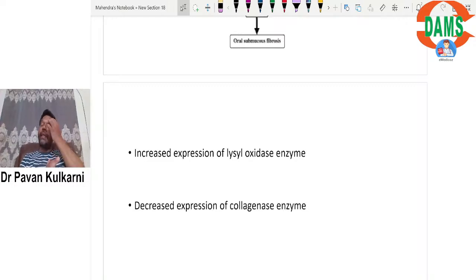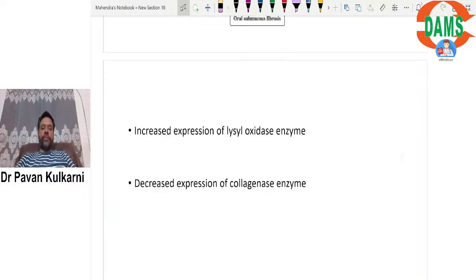What this means is that collagen breakdown basically doesn't take place. Only collagen production is happening. There is no breakdown at all. So because of this, we will not see the breakdown of the collagen, only the deposition of the collagen. That results in oral submucous fibrosis. So you should be aware of these two enzymes. Upregulation of which enzyme? Lysyl oxidase. Downregulation of which enzyme? Collagenase.